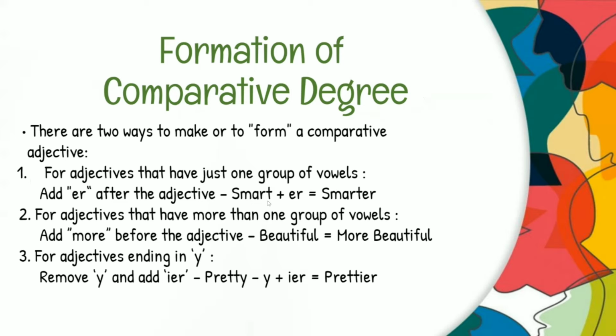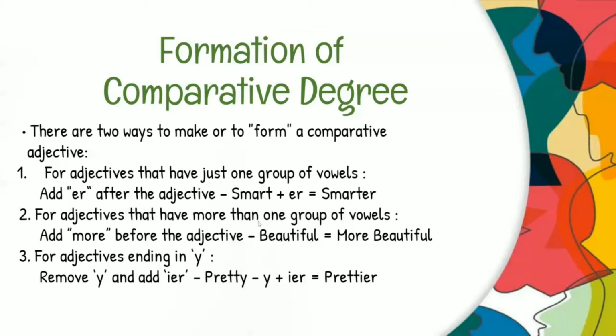For example, the adjective is smart. There is just one group of vowel, A. And we will add ER to it, it will become smarter. This is the comparative degree. For example, if I take the word clean, then it has 2 vowels but just one group. Why one group? Because between 2 vowels E and A, there is no consonant in between. So we will consider it as one group of vowel, and it will be clean plus ER, that would be cleaner.